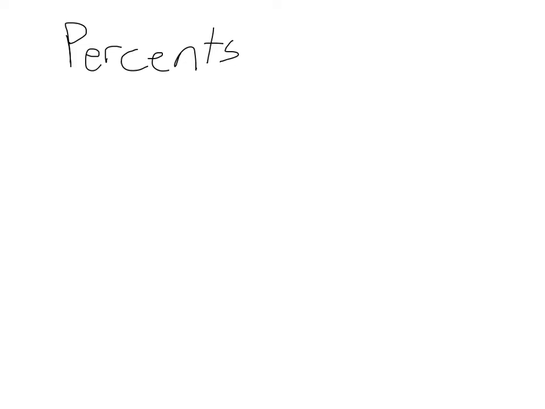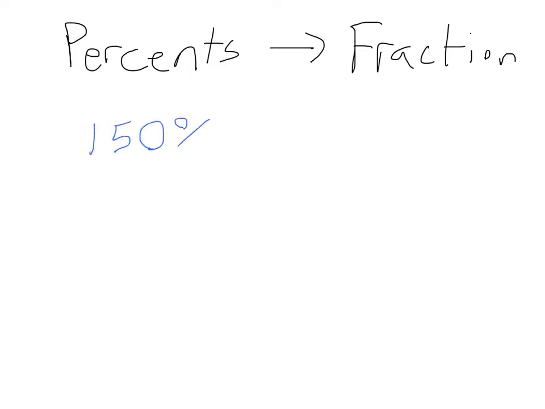They literally mean per 100. It's from the Latin roots and it's similar in Spanish and Italian. So first of all, to turn this into a fraction is incredibly simple. Okay, given some percent, let's say we're given 150%. Okay, that literally means 150 per 100. Okay, all right, done.